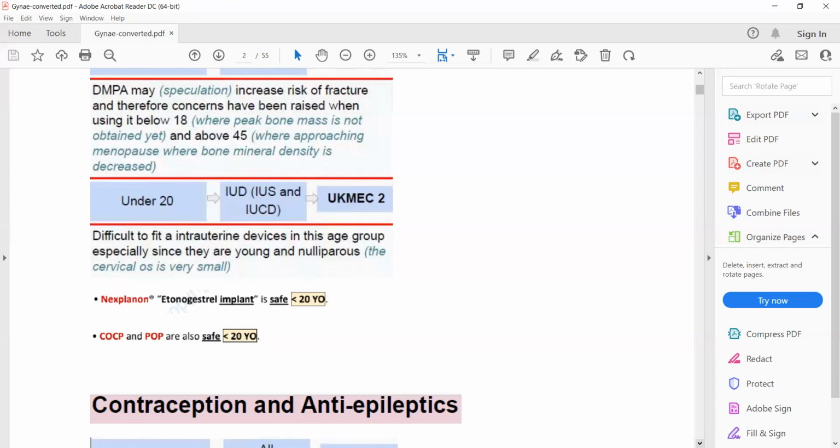But DMPA, these injections, can be given at any time, after a period of 3 months. But the problem with them is that even if the patient does not take the injection after 3 months, the fertility may not return. It will take almost 6 to 12 months for fertility to return. So if the patient wants to get pregnant after 6 months, then DMPA is not a good option.